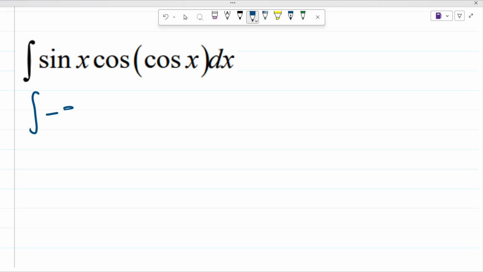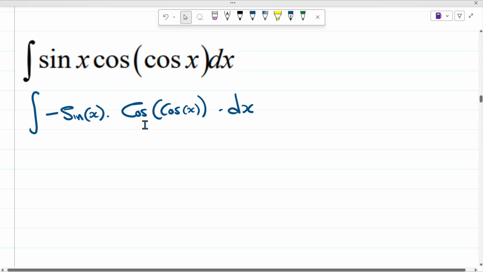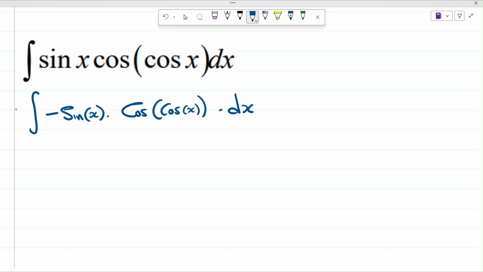So this is going to be negative sine of x multiplied by cos of cos x dx. Our trig function is this one, the argument is cos of x, and the derivative of cos x is what? It's negative sine x. But I didn't have a negative there, so to make sure that I don't change the equation, I need to multiply by another negative outside there.